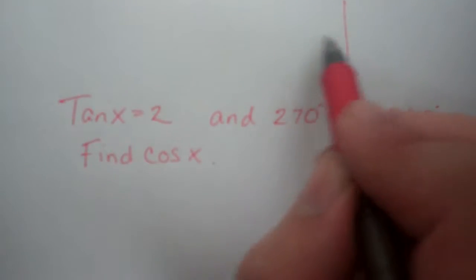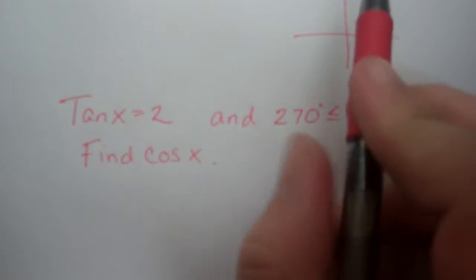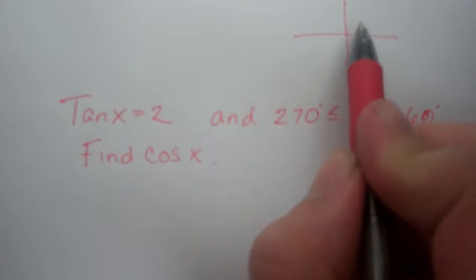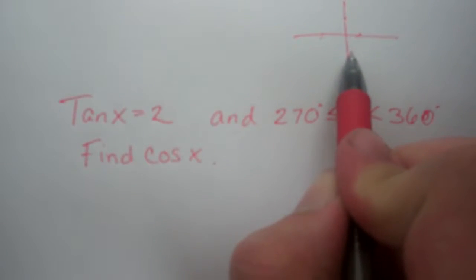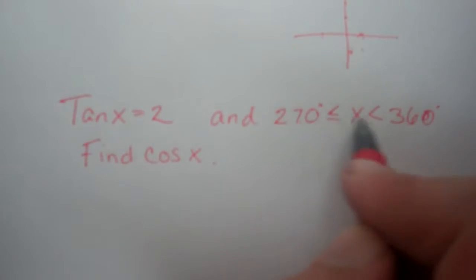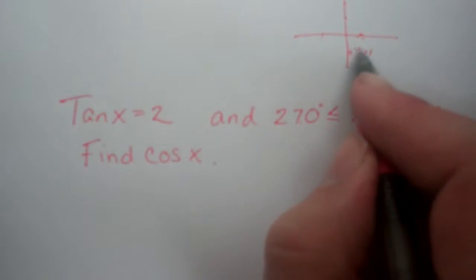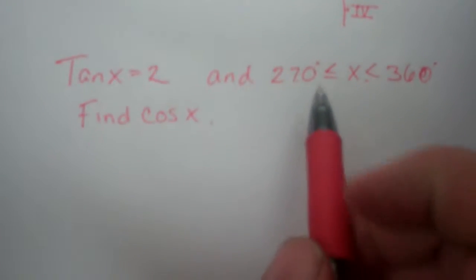Take a look here. Here is our Cartesian coordinate system. That would be 0 degrees. This would be 90 degrees. Here's 180. Here's 270 degrees. And all the way around is 360. So between 270 and 360 is here in the fourth quadrant. So x is a fourth quadrant angle.